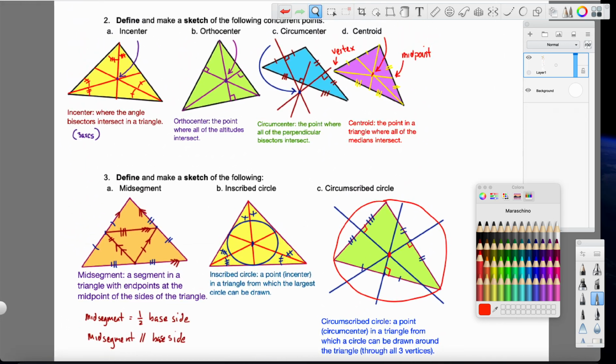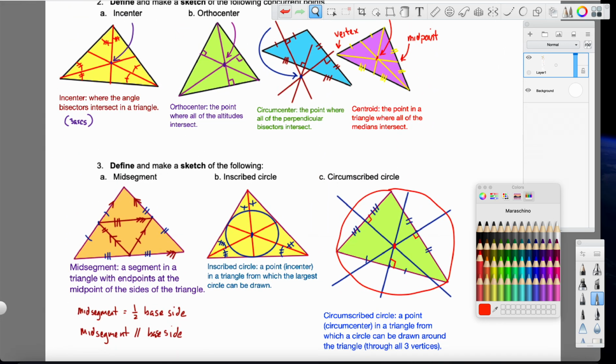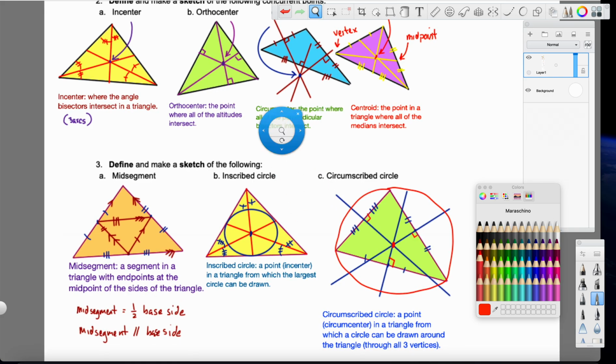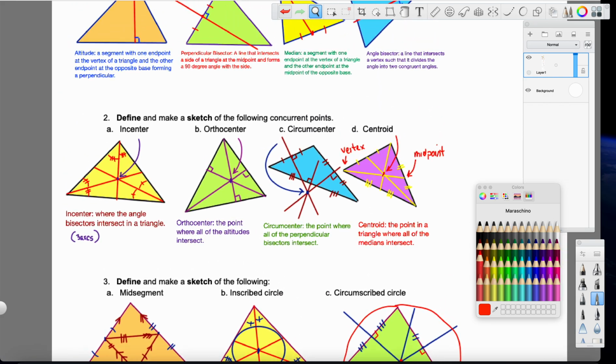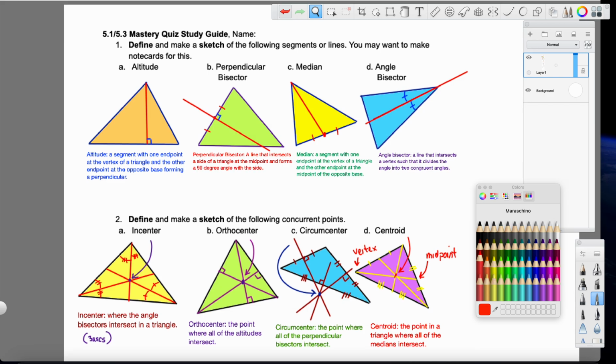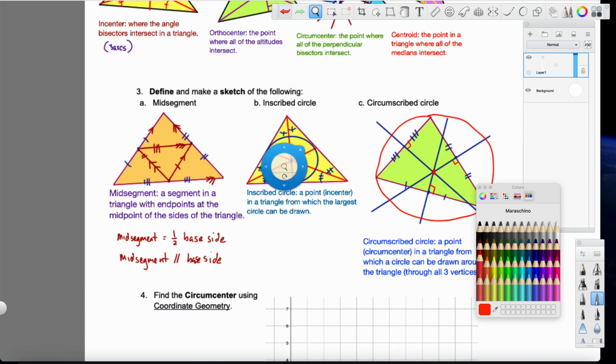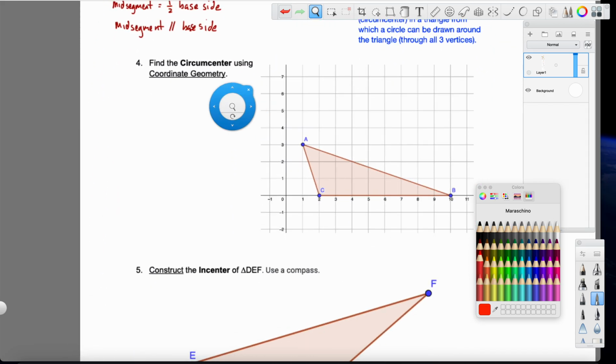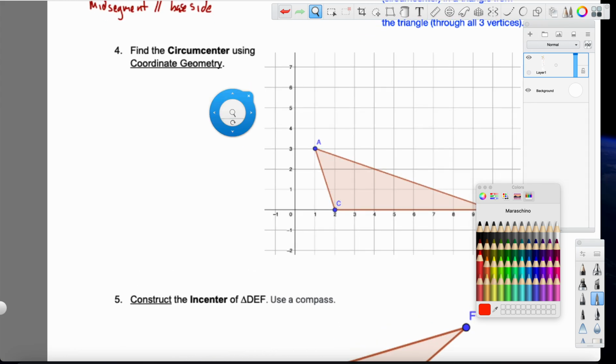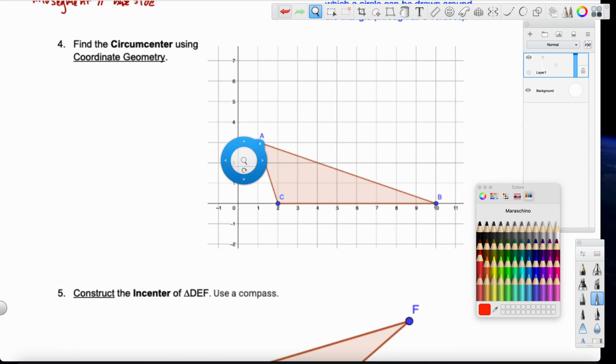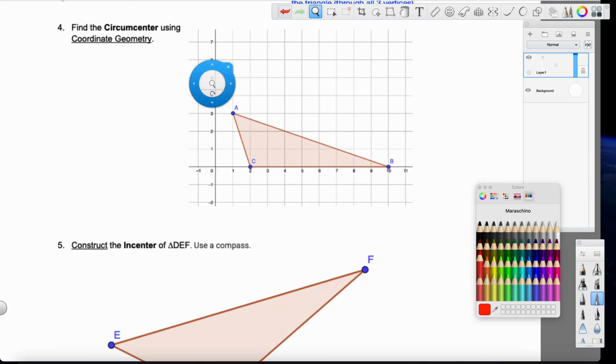Okay, so those are a lot of definitions here. And we have lots of good notes that you can go back and study and make your note cards. Yep, I think I'll stop the video here and then I'll do the next part in a separate video.